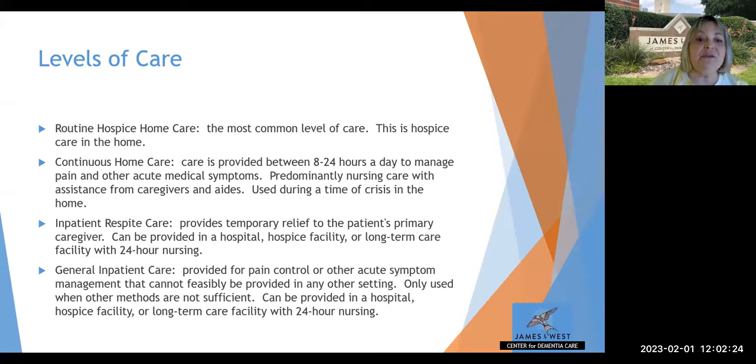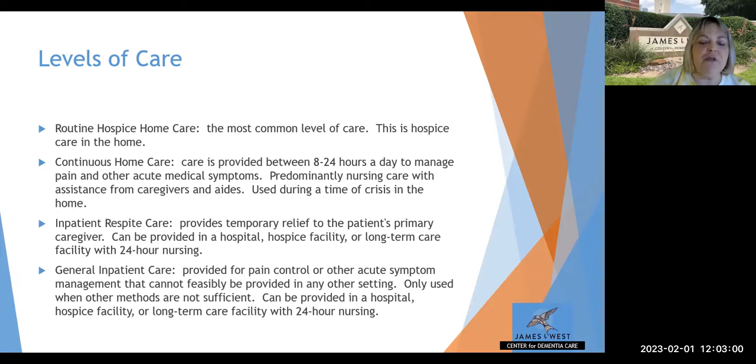This is when sometimes families will choose to go to an inpatient hospice. They may choose to go to that inpatient hospice, and that may be where they stay till the end of their life, or they may go into an inpatient hospice for a few days to get some pain under control, and then they'll come back home to pass. And that's the next one, inpatient respite care also. It provides temporary relief to the patient's primary caregiver. It can be provided in a hospital, in a hospice facility, or in a long-term care facility where there's 24-hour nursing. And the social worker can arrange that.